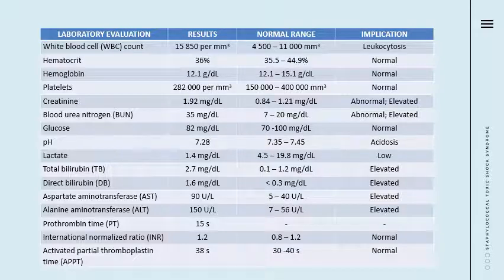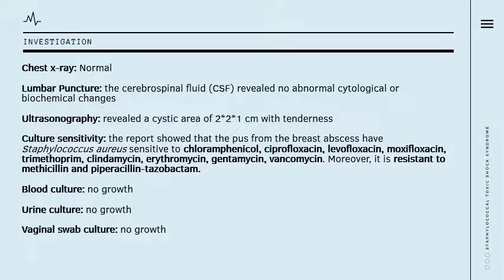So this is a blood test that measures the time it takes for the liquid portion, or plasma, of your blood to clot. Usually, PT is reported as INR in most laboratories because INR is the standardized result of prothrombin times. A chest x-ray was done and the results were normal. Lumbar puncture was also performed and the CSF revealed no abnormal cytological or biochemical changes.